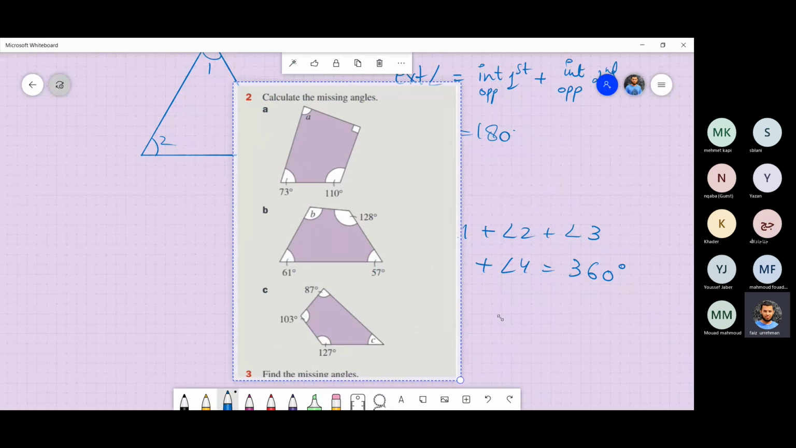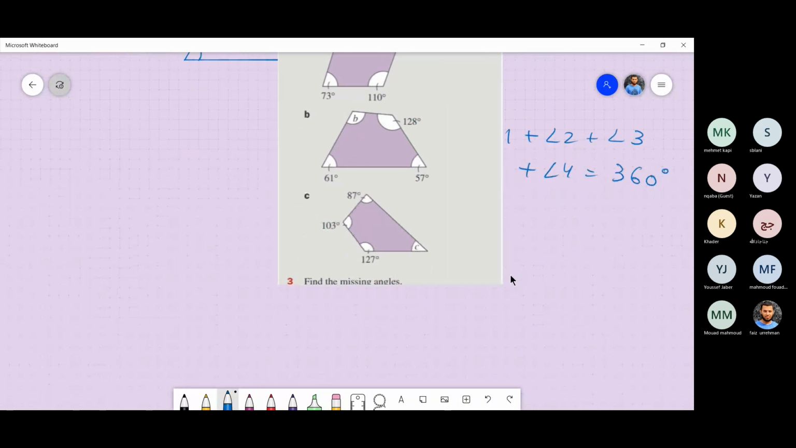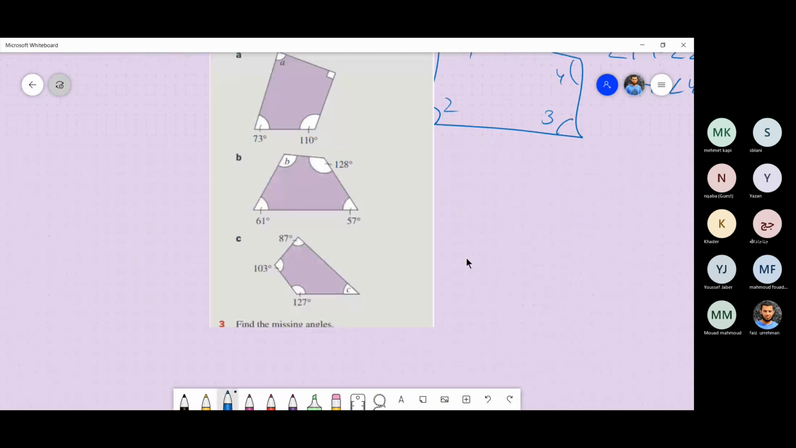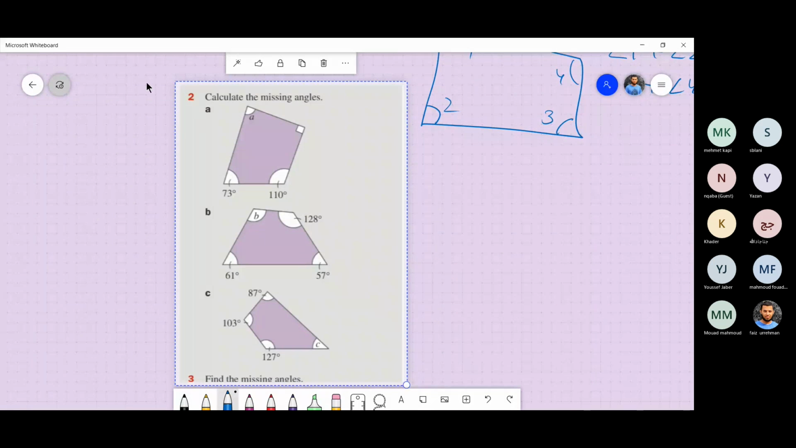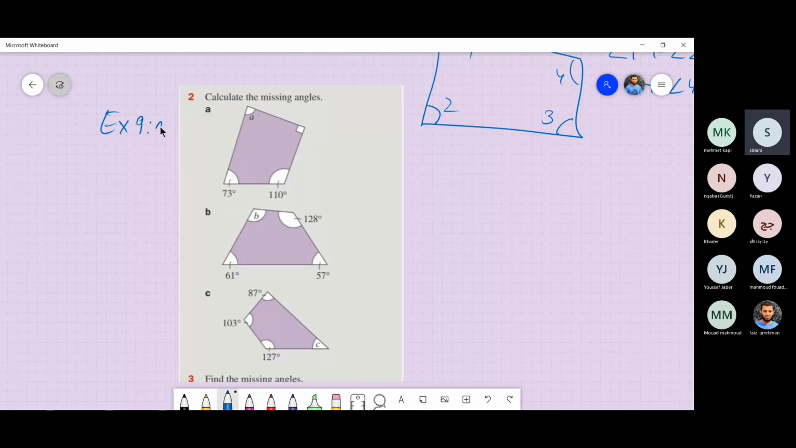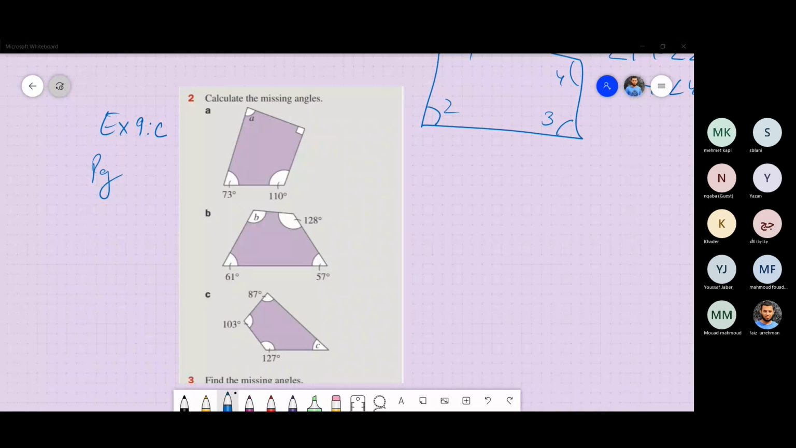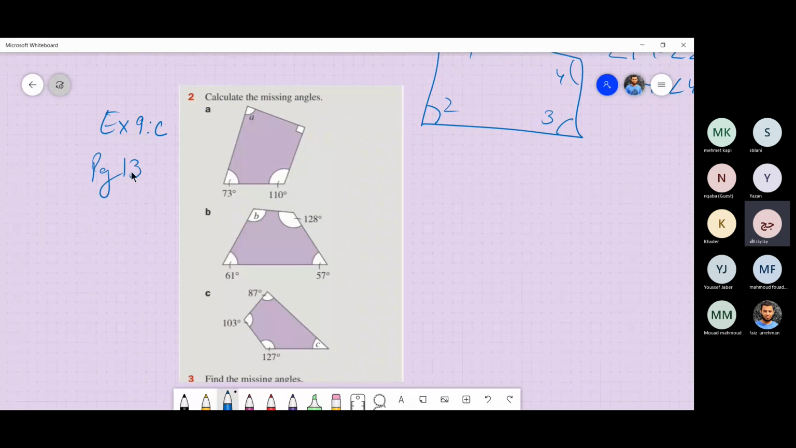Now you can see this. Question number 2. This is exercise 9C, page 134. Now, how many angles are there in question number 1? 4 angles, because this is a quadrilateral.